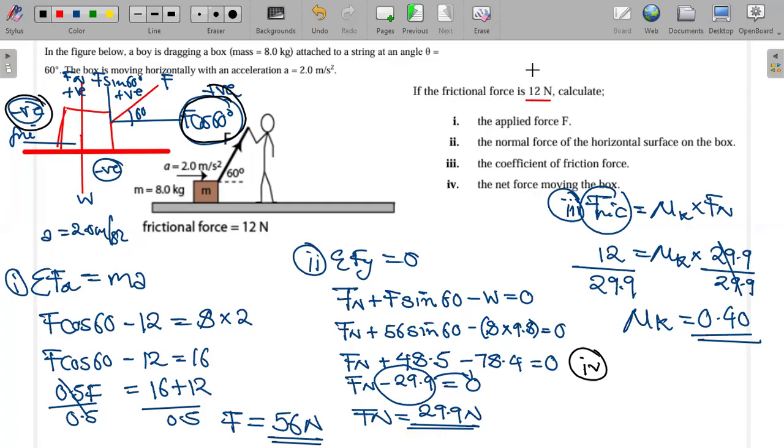You can use two different ways. You can use F net being equal to mass multiplied by acceleration. Since you already know the acceleration and you already know the mass, this will be the force that will be causing the object to move. Or you can say the positive force, which is moving the object, which is F cos 60 degrees, minus the frictional force. This is going to give you F net. As simple as that. So use either of these and tell me the answers that you're getting.